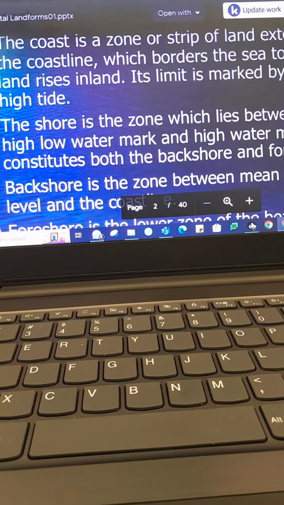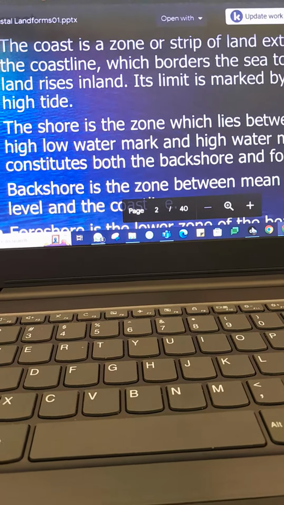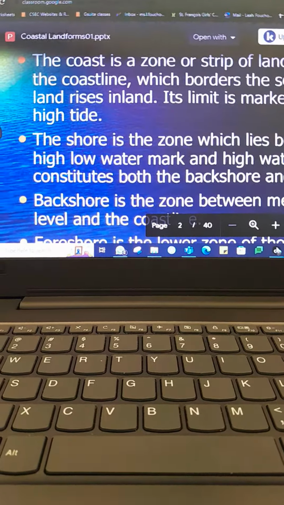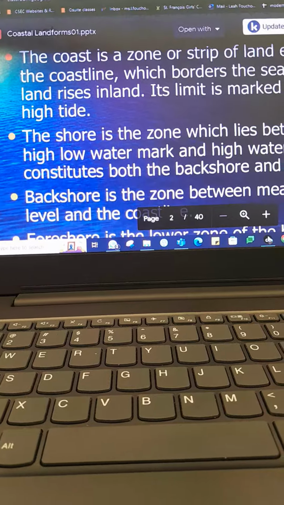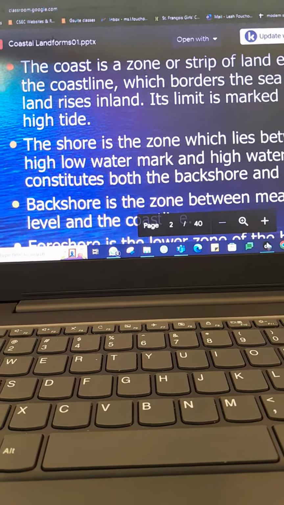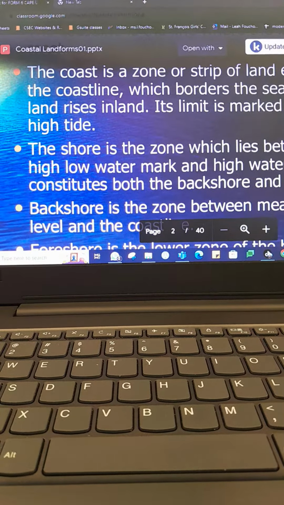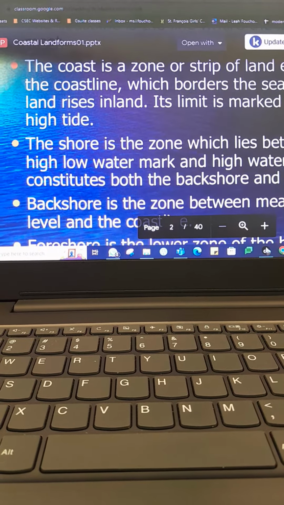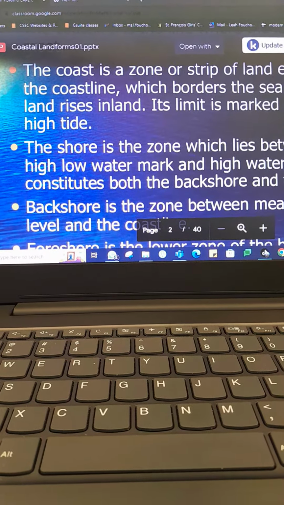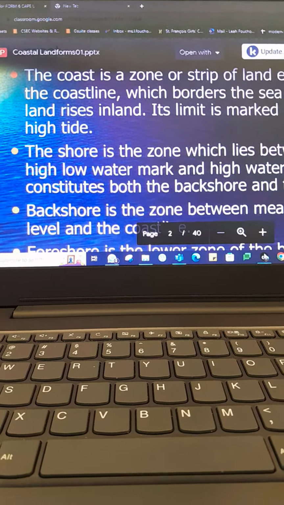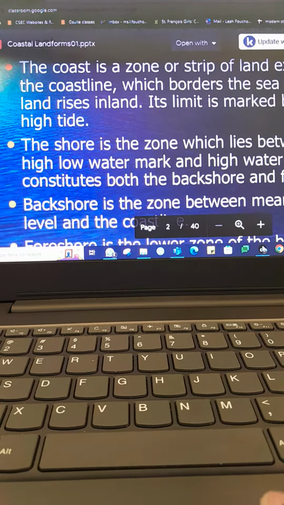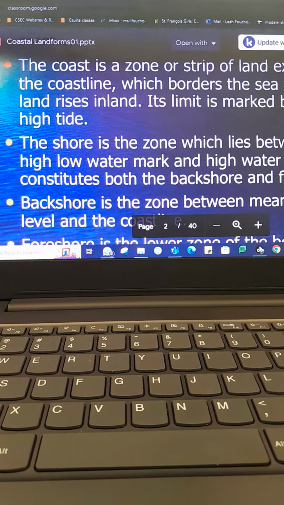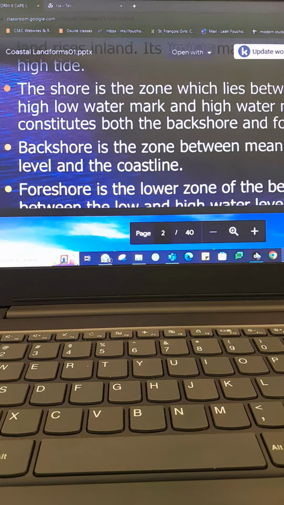So in the coastal environment, remember we talked about tides influencing that environment. You have high tides and you have low tides. The shore is the zone which lies between the mean low water mark and the high water mark and constitutes both the back shore and the foreshore. Are you all familiar with this concept of back shore and foreshore?